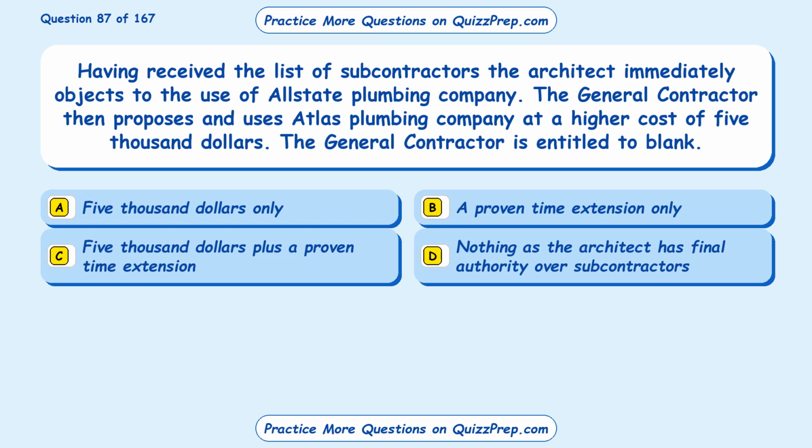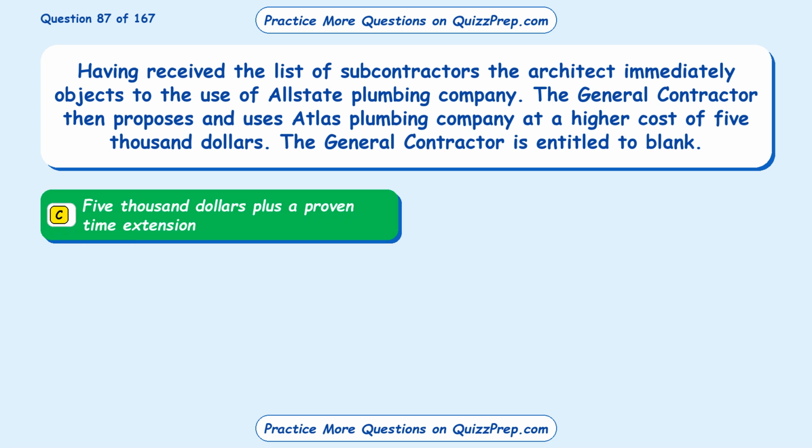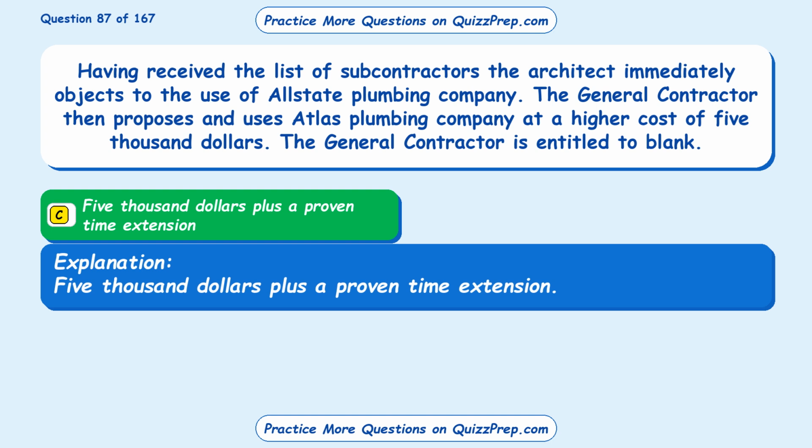Question 87. Having received the list of subcontractors, the architect immediately objects to the use of Allstate Plumbing Company. The general contractor then proposes and uses Atlas Plumbing Company at a higher cost of $5,000. The general contractor is entitled to blank. Option A, $5,000 only. Option B, a proven time extension only. Option C, $5,000 plus a proven time extension. Option D, nothing, as the architect has final authority over subcontractors. The correct answer is Option C, $5,000 plus a proven time extension.